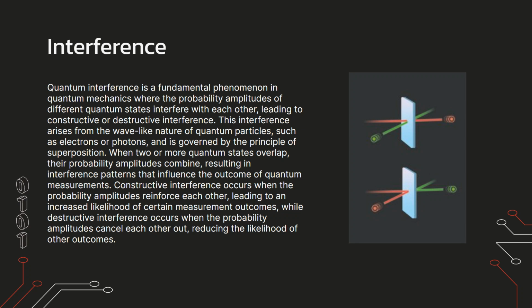When two or more quantum states overlap, their probability amplitudes combine, resulting in interference patterns that influence the outcome of quantum measurements. Constructive interference occurs when the probability amplitudes reinforce each other, leading to an increased likelihood of certain measurement outcomes, while destructive interference occurs when the probability amplitudes cancel each other out, reducing the likelihood of those outcomes.